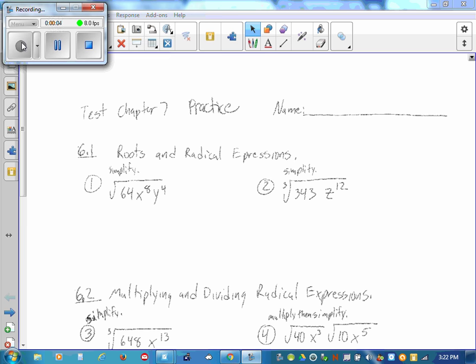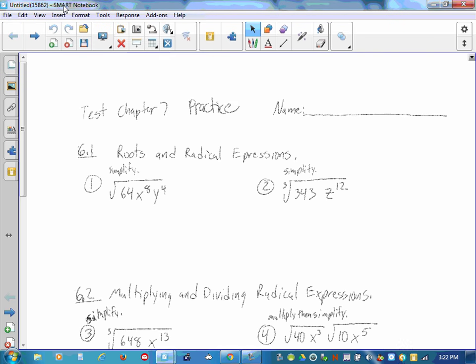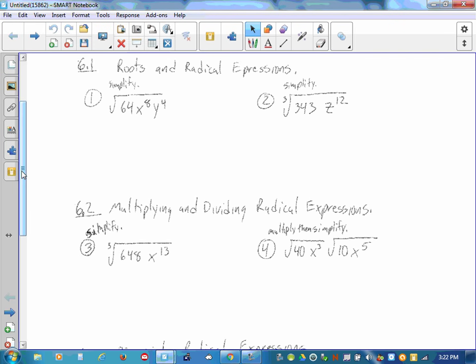All right, here is the Chapter 6 practice test. We're going to go through it. Question number 1 and question number 2 are from section 6.1, and the answers are really straightforward. You're just taking the square root and cube root. Everything works out perfectly in section 6.1.